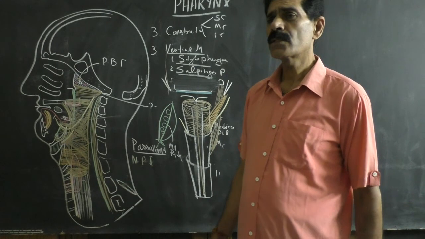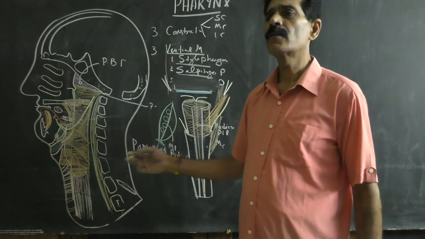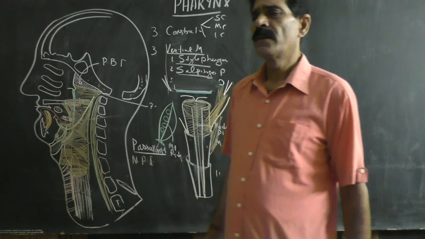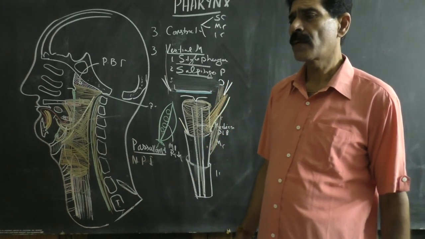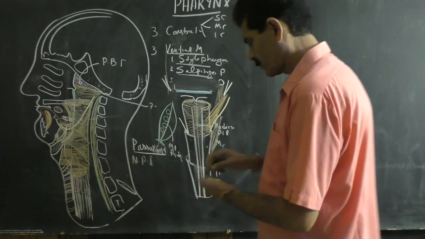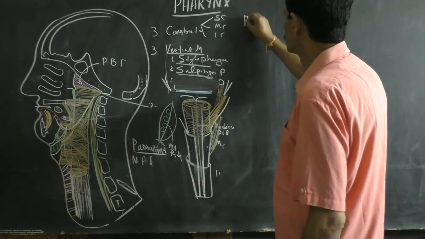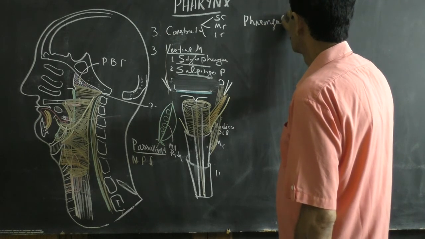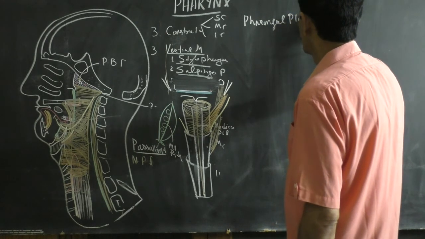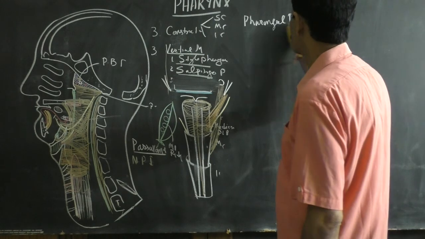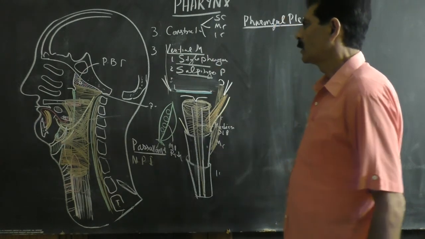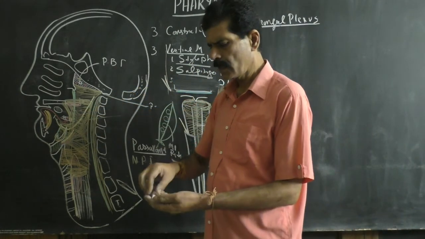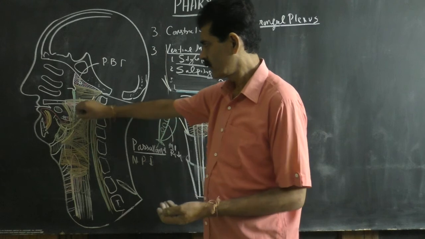So this is the origin, insertion, and the action, then comes the nerve supply. The constrictor muscles are supplied by the pharyngeal plexus, to which various nerves contribute, because the stylopharyngeus muscle is supplied by the nerve accompanying it, that is the glossopharyngeal nerve.